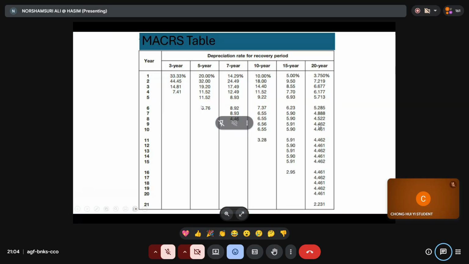Okay. So first of all, I will focus on the MACRS. This is the MACRS table. So I think I have to be familiar with this. MACRS normally only has 3 years, 5 years, 7 years, 10 years, or something like that.